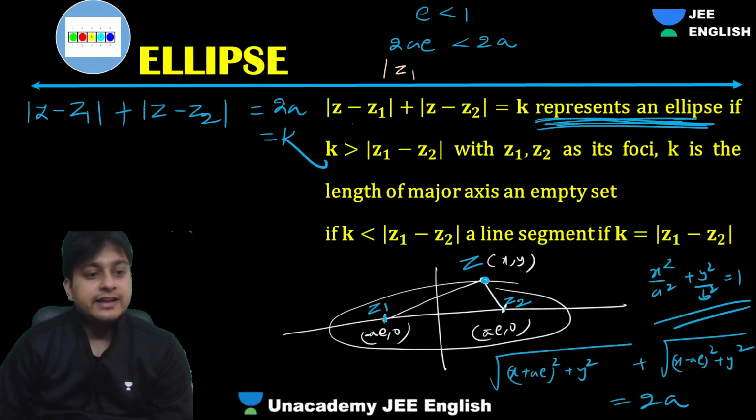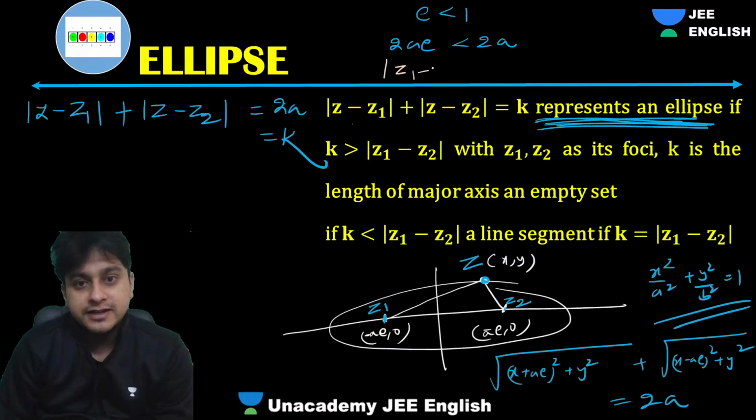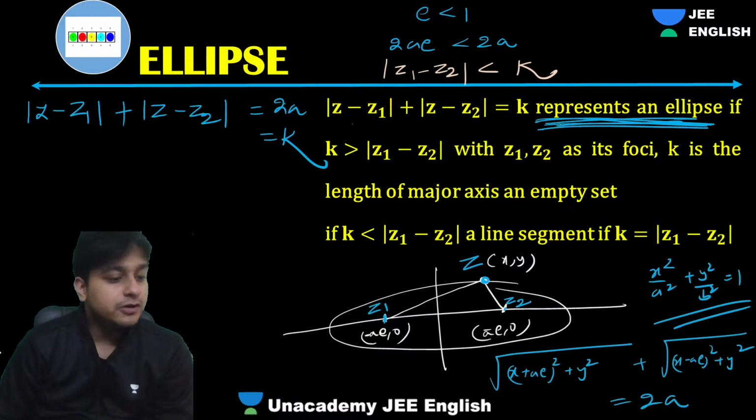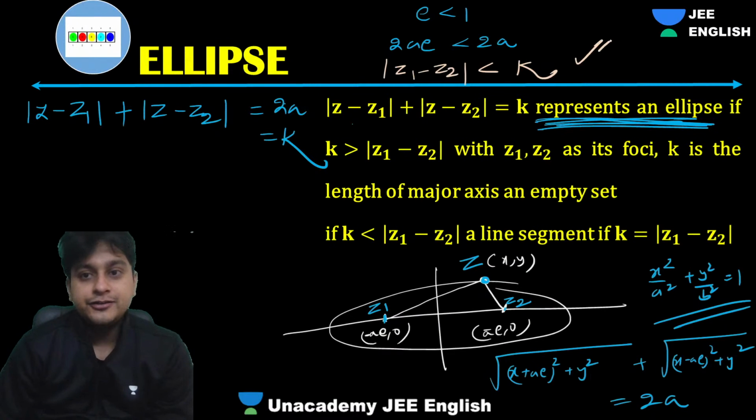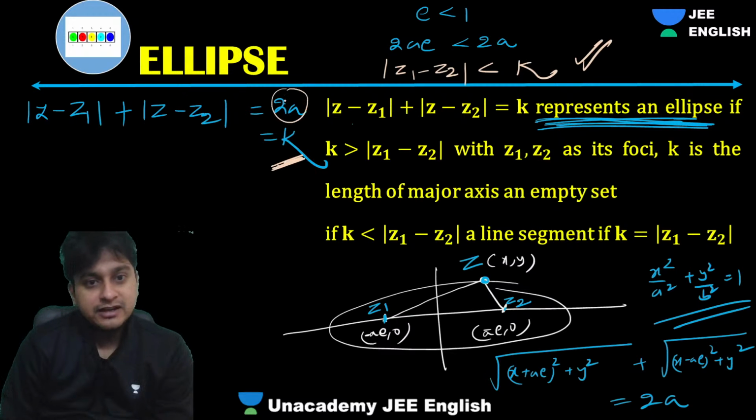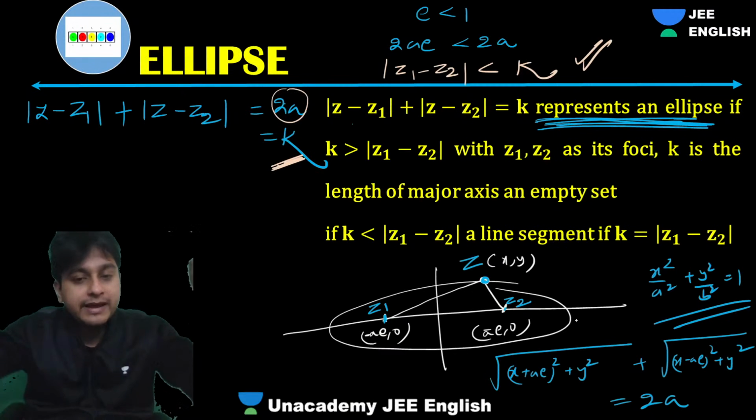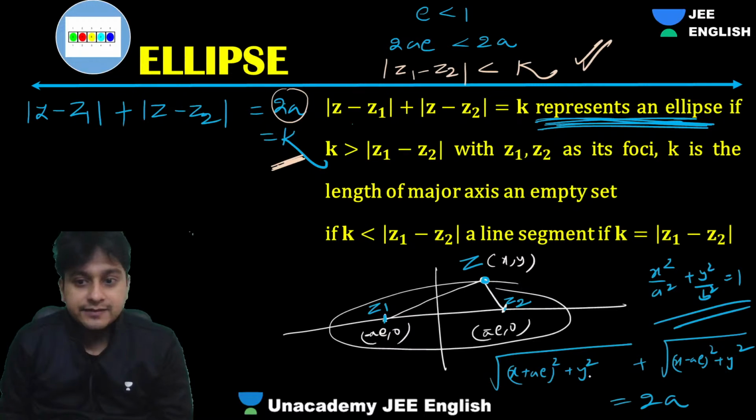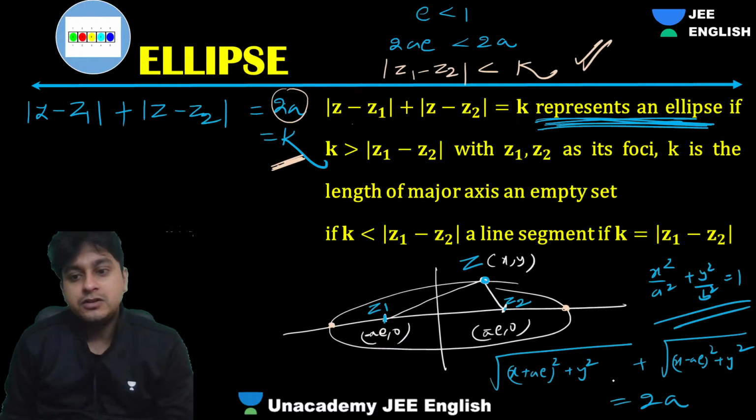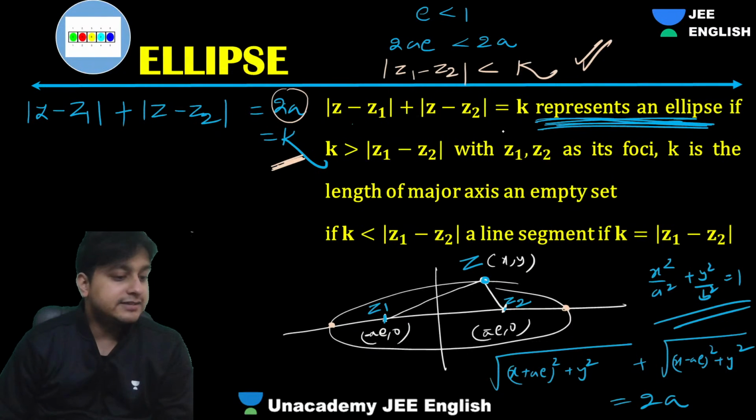So that's what we are getting, guys. This is the distance between the foci, that is mod of z1 minus z2. This should be less than 2a, which is k. Understood? So that is important here, that it should be less than the value k. k is nothing but 2a, the major axis length. And guys, everyone knows this, right? This is 2a, this is the definition of the ellipse. So this should be less than it.